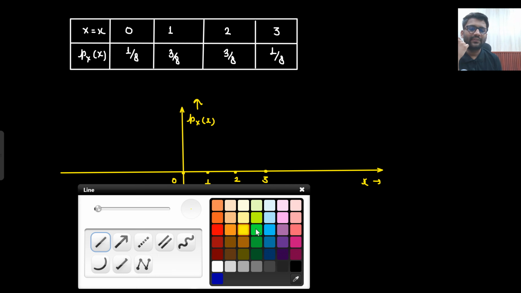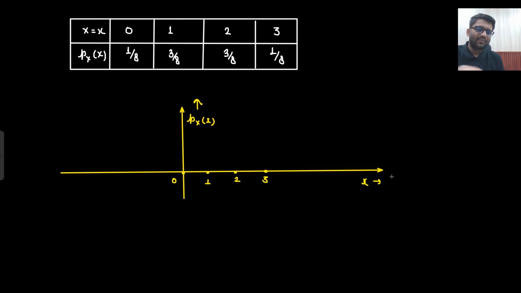Okay, and I can draw the graph as well. P_X(x) versus x. When x value was 0, your probability was 1 by 8. When x value was 1, your probability was 3 by 8. When x value was 2, your probability was 3 by 8. And when x value was 3, your probability was 1 by 8. So 1 by 8, 3 by 8, 3 by 8 and 1 by 8. So this is how you can make the graph as well. This is nothing but the PMF.